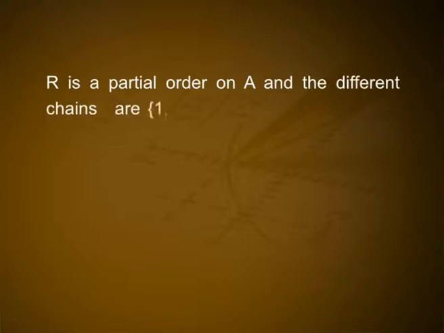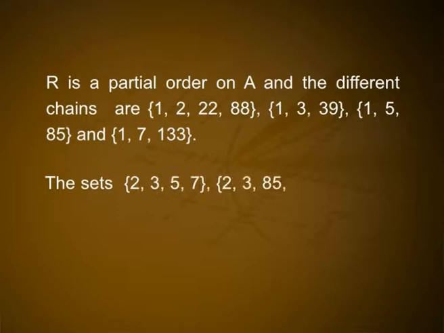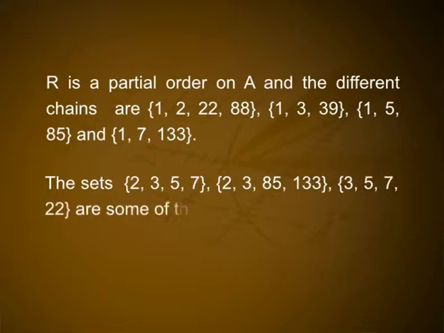Then R is a partial order on A and the different chains are {1, 2, 22, 88}, {1, 3, 39}, {1, 5, 85} and {1, 7, 133}. Here the sets {2, 3, 5, 7}, {2, 3, 85, 133}, {3, 5, 7, 22} are some of the anti-chains.